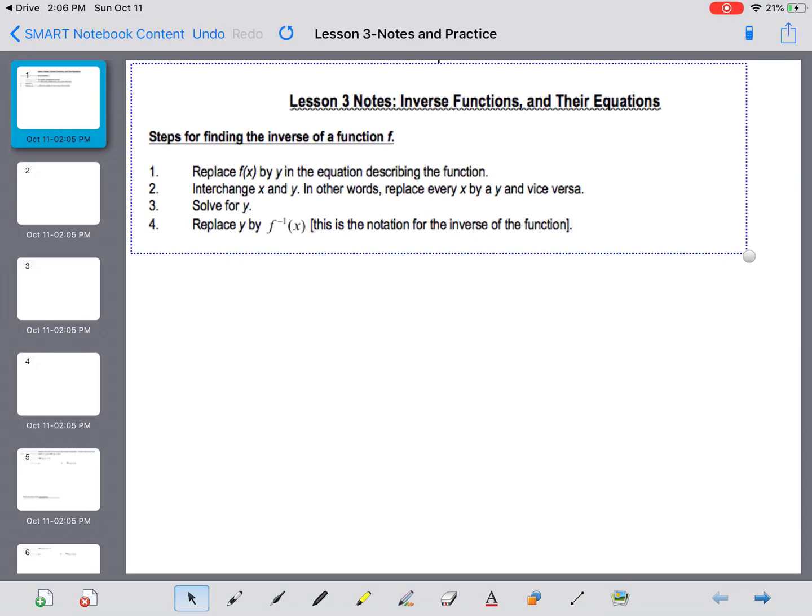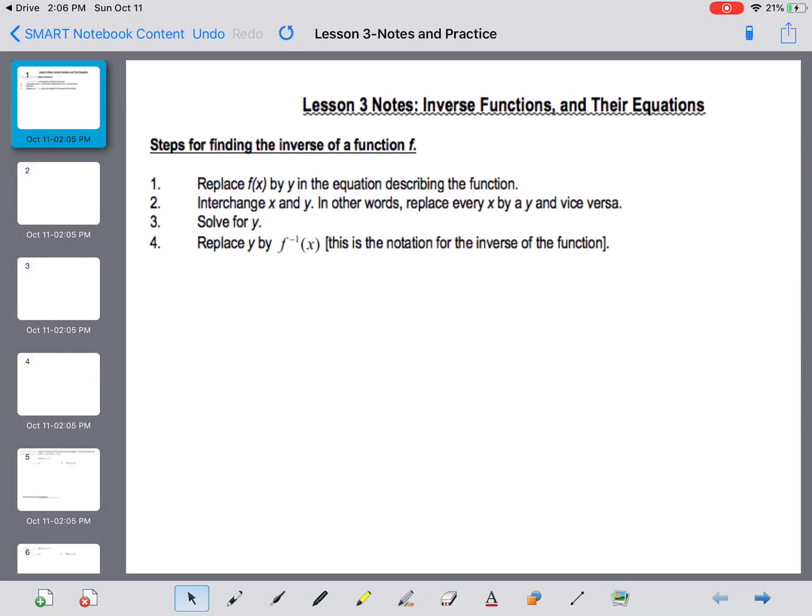So in this lesson, we're going to talk about inverse functions and their equations. And we're primarily going to focus on linear functions. But you can find the inverse of a function by following these steps. What you're going to do is replace f of x or g of x or h of x with y, because again, those are just fancy for y.